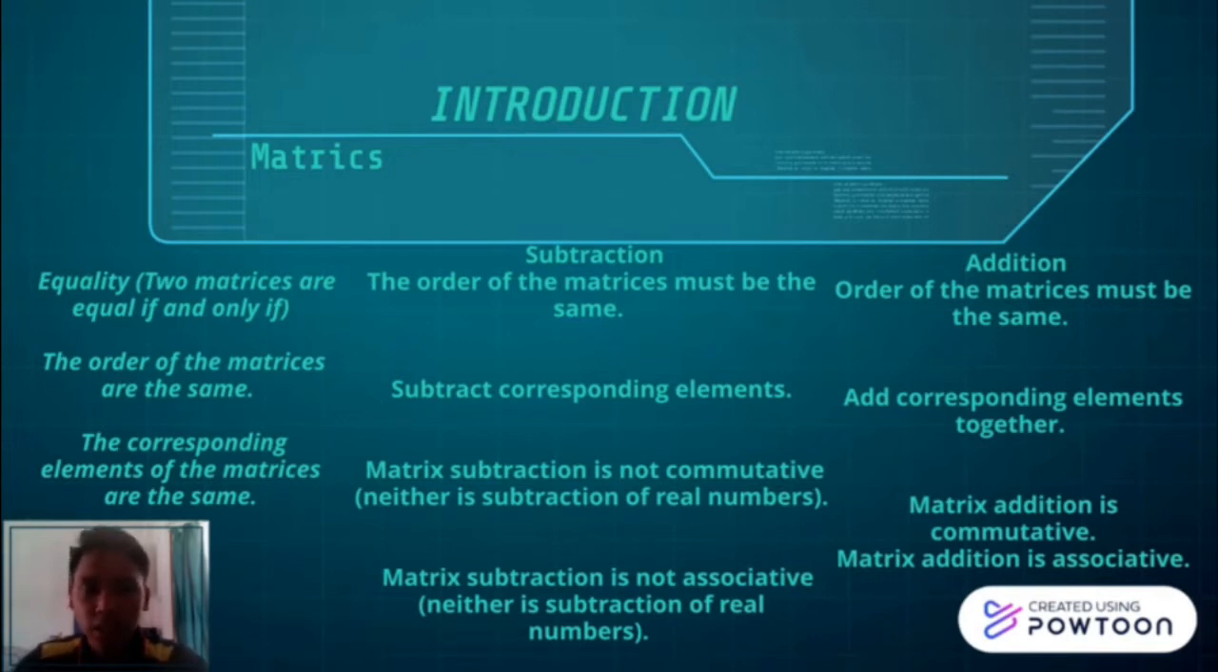Subtraction. The order of the matrices must be the same to do the subtraction. Subtract corresponding elements. Matrix subtraction is not commutative, neither is subtraction of real numbers. This means that matrix subtraction is not commutative because, for example, if we put A minus B equal to B minus A, it's not the same thing because for subtraction, we must put the order first. If we change the order, the answer we will get will be a different answer.